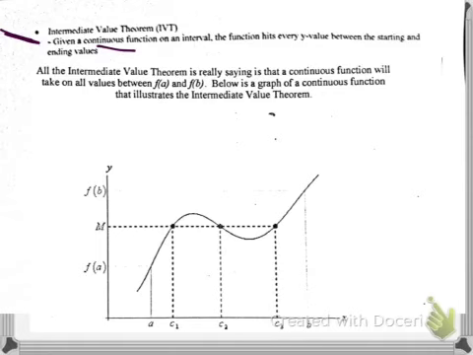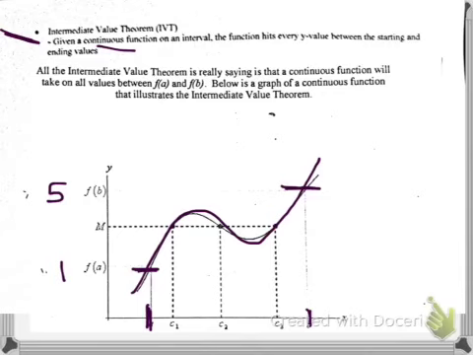Here's another explanation. So I have this continuous function, kind of looks like an x cubed. Okay, so if I'm saying I'm starting at A and I'm ending at B, it's going to take on every single y value between f of A and f of B. Okay, so say f of A is 1 and say f of B is 5. The function is going to hit every single y value between 1 and 5. Kind of obvious. Why? Because the function is continuous. So that's the key.